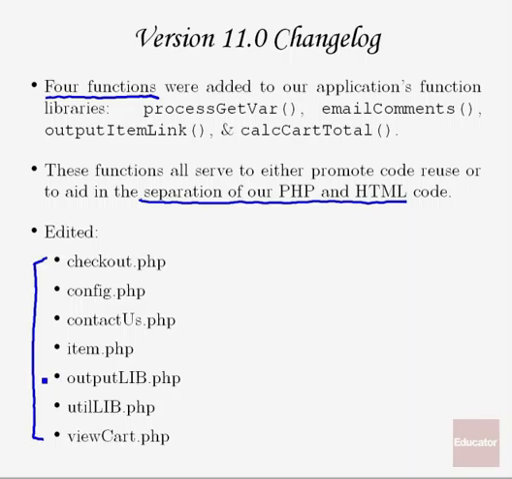If you'll note, we're going to be editing both outputlib.php and utillib.php, which are function libraries. And then the other pages that we're going to be editing make use of these new functions that we create, except for config.php, which is only listed here because we're updating the version number for that file.